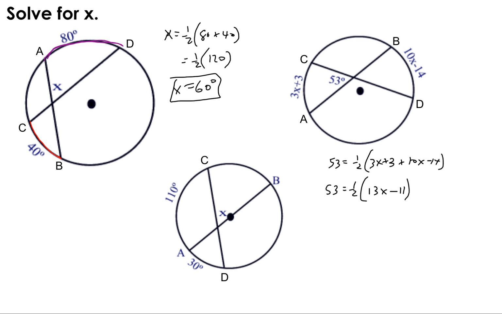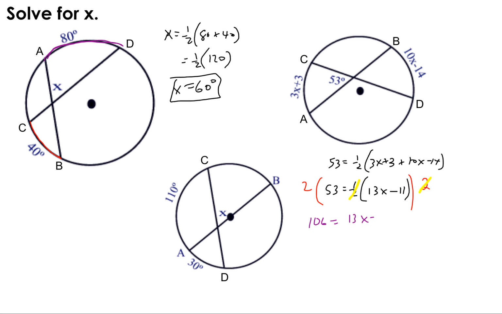What I'm going to do now to solve this problem is get rid of this fraction, and the way I'm going to do that is multiply both sides of my equation by 2. What does that do? Well, that helps get rid of this 2 and this 2, because 2 times 1/2 is equal to 1. So what I'm left with is 2 times 53, which is equal to 106. So 106 is equal to 13x minus 11.